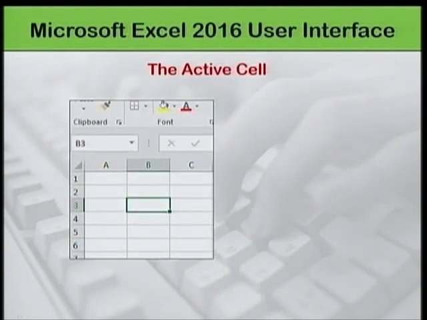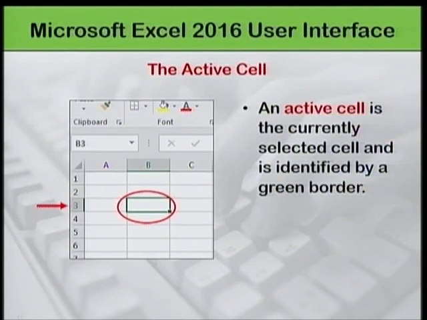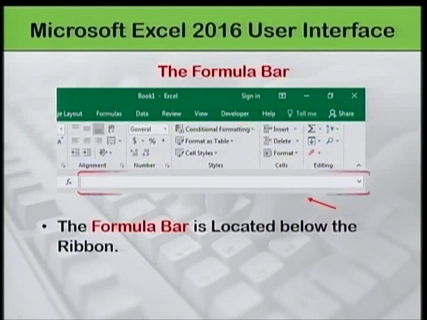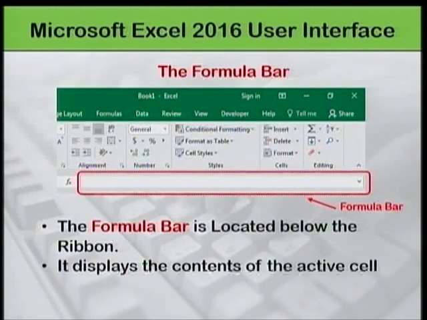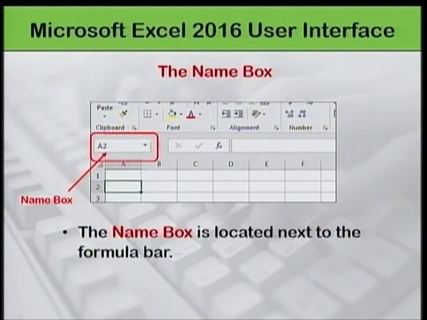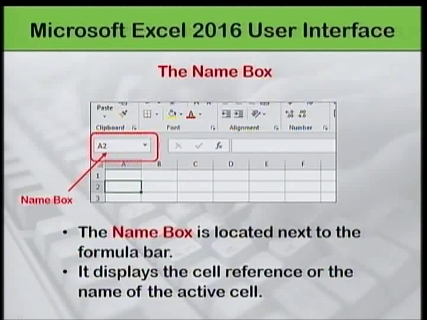Next is the active cell. When you click on a cell in Excel, it becomes the active cell and is identified by a green border. You enter data into the active cell. Here, the active cell is B3. The formula bar. The formula bar is located below the ribbon. This area displays the contents of the active cell. It can also be used for entering or editing data and formulae. The name box. Located next to the formula bar is the name box. It displays the cell reference or the name of the active cell. In this case, it is A2.